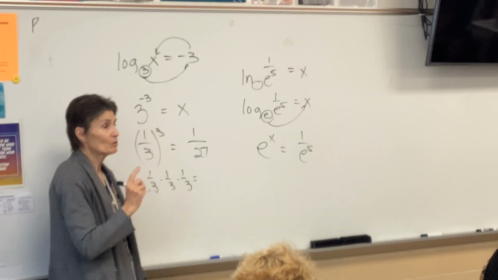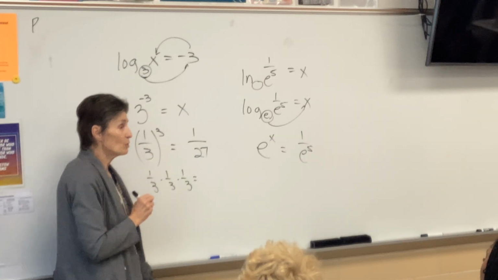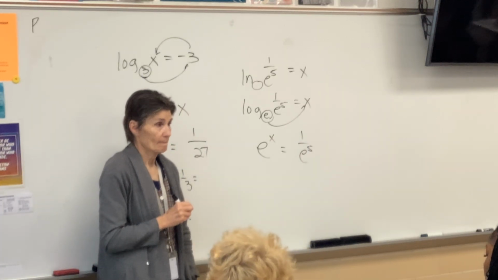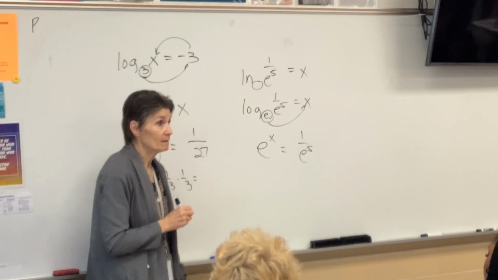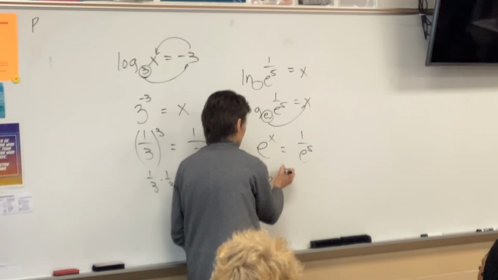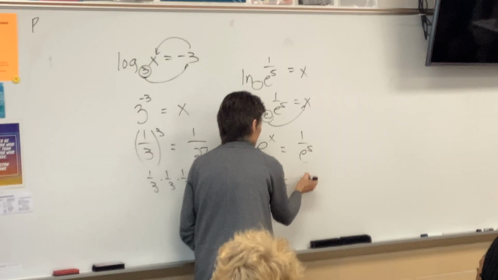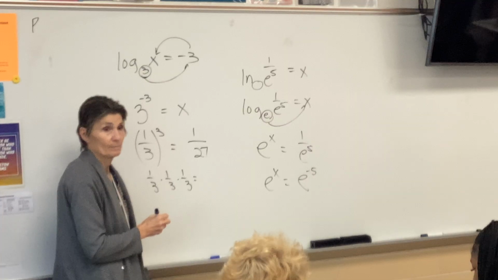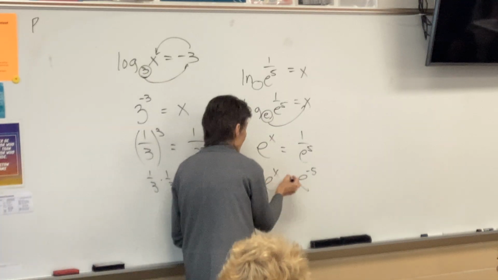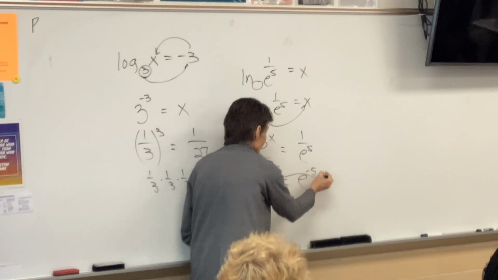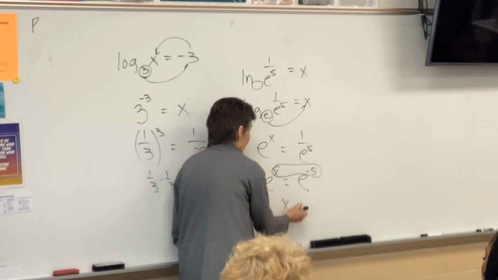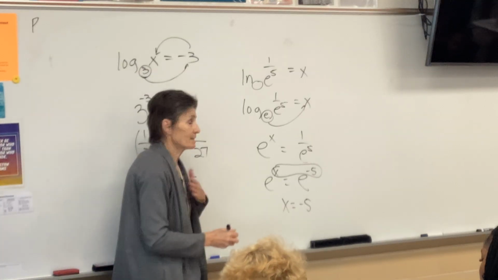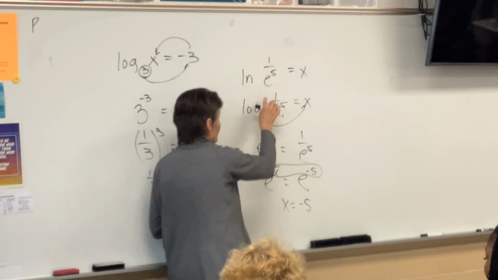Now you got to think about your exponents here, guys. When you have 1 over, what does that mean? It means you have a negative exponent. So isn't this, right here, e to the negative 5th? And if e to the x equals e to the negative 5th, don't these two equal each other? x equals negative 5.